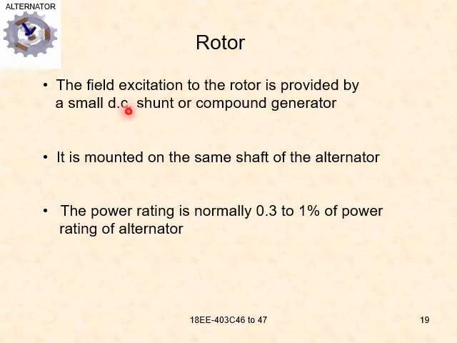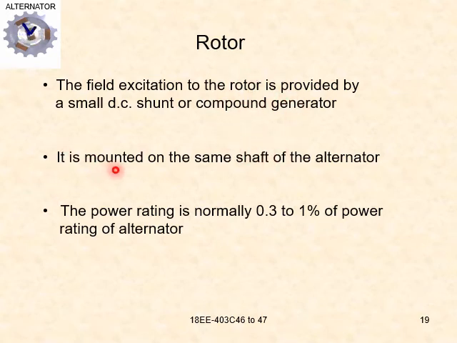As I said, the rotor is a field, it should be magnetized since it is a core iron material. So the field excitation to the rotor is provided by a small DC shunt or compound generator. In order to get it magnetized, we need to give a supply to it. That is given by a small DC shunt or compound generator, mounted on the same shaft of the alternator. Since it also consists of an armature, it should also be rotated.